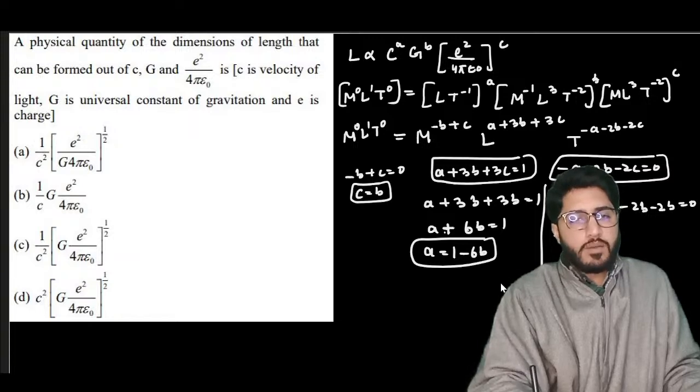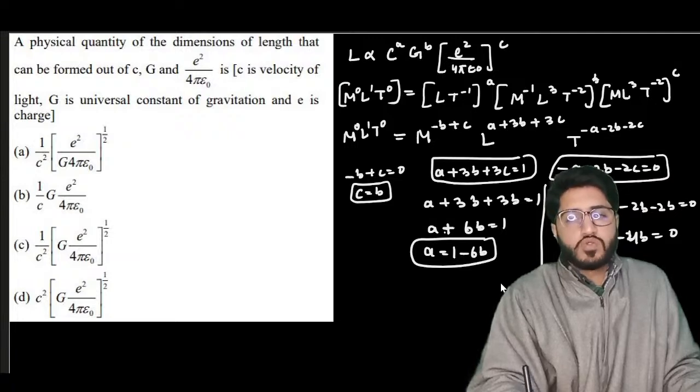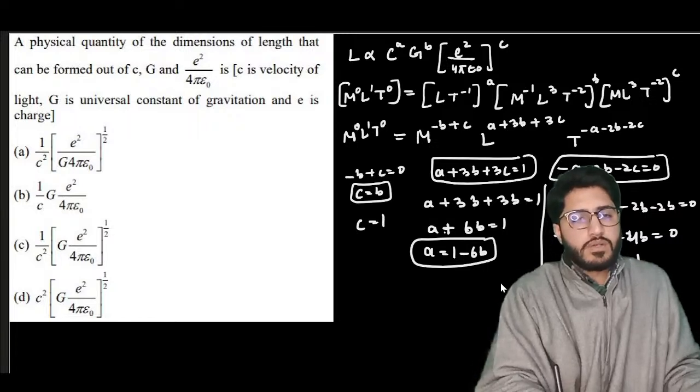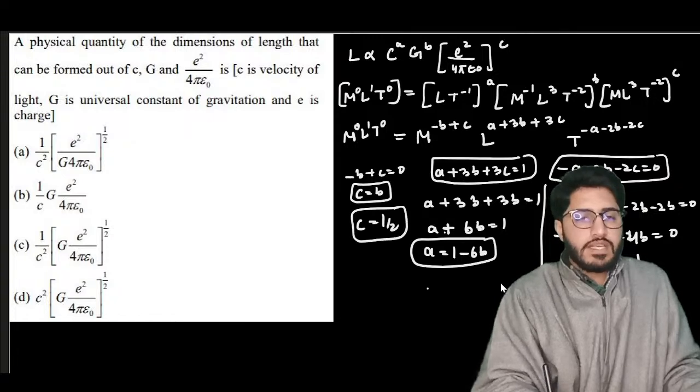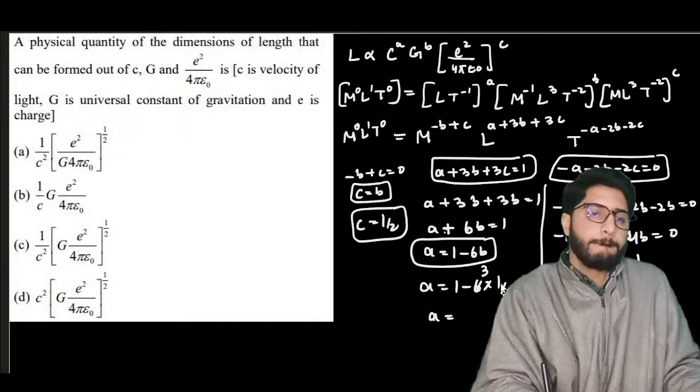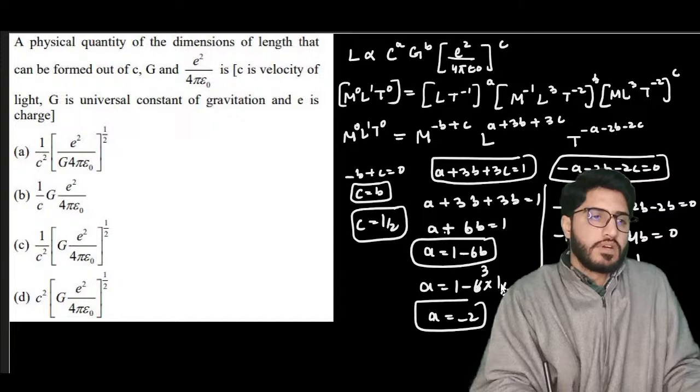So I have 1 minus 1 plus 6B minus 2B, 2 to 4, it is 4B equals to 0. I have here 6B minus 4B, that is 2B, it is 2B equals to 1. So B came out to be 1 by 2. So B is 1 by 2, C is also 1 by 2. What is A? A is equal to 1 minus 6 into 1 by 2, 2 ones are 2, 2 threes are 6. So A came out to be minus 2. A is minus 2.